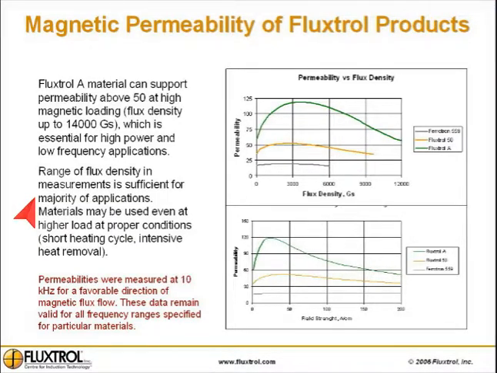The range of flux density in measurements is sufficient for the majority of applications. Materials may be used even at higher load under proper conditions: short heating cycle, intensive heat removal. Permeabilities were measured at 10 kHz for a favorable direction of magnetic flux flow. These data remain valid for all frequency ranges specified for particular materials.